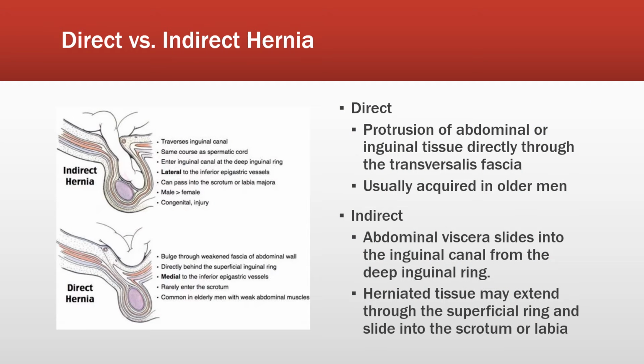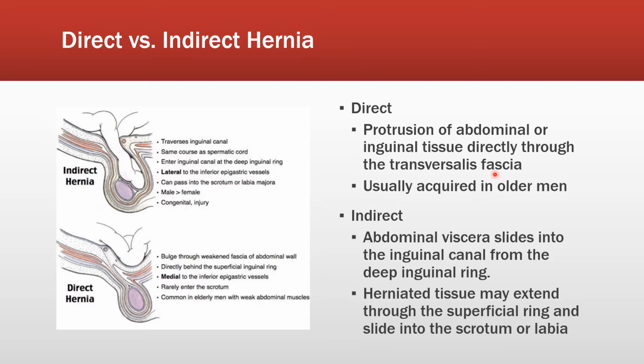All right, just a little review of the inguinal hernias and the direct versus indirect. So our direct hernia is a protrusion of the abdominal or inguinal tissue, and our keyword here for direct is that it is directly through the transversalis fascia. Okay, these are usually acquired in older males. So that is directly through the transversalis fascia. That is our direct inguinal hernia.